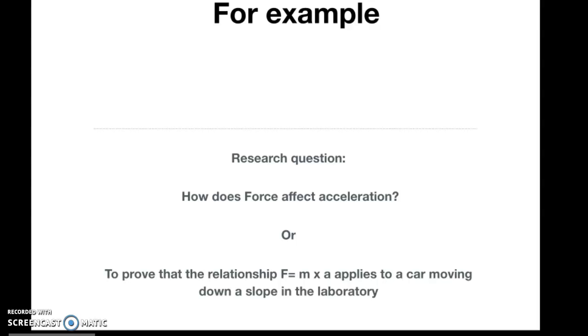That's the conclusion. Exactly the same thing, but in a different way, is to say that my research question is to prove that the relationship F equals ma applies to a car moving down a slope in a laboratory. So what you're going to do in the end of this experiment is still come up with F equals ma, but then you're proving it, you can then justify it with respect to your hypothesis.